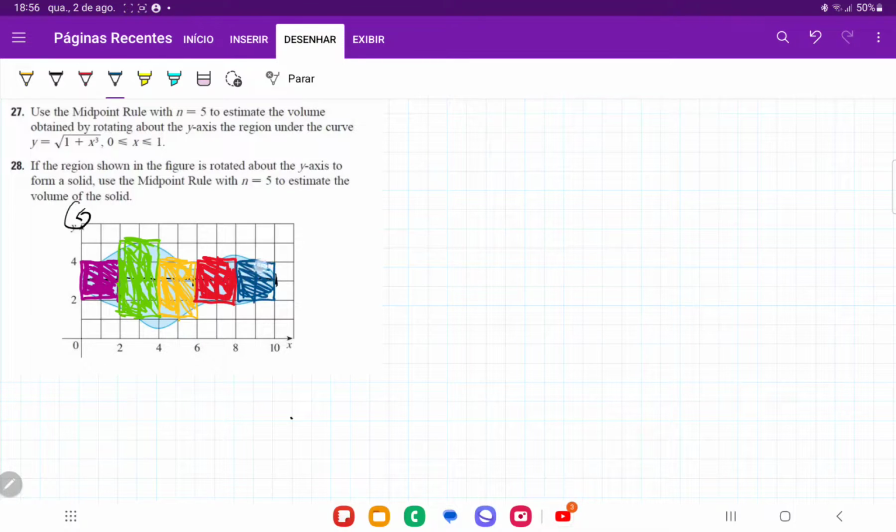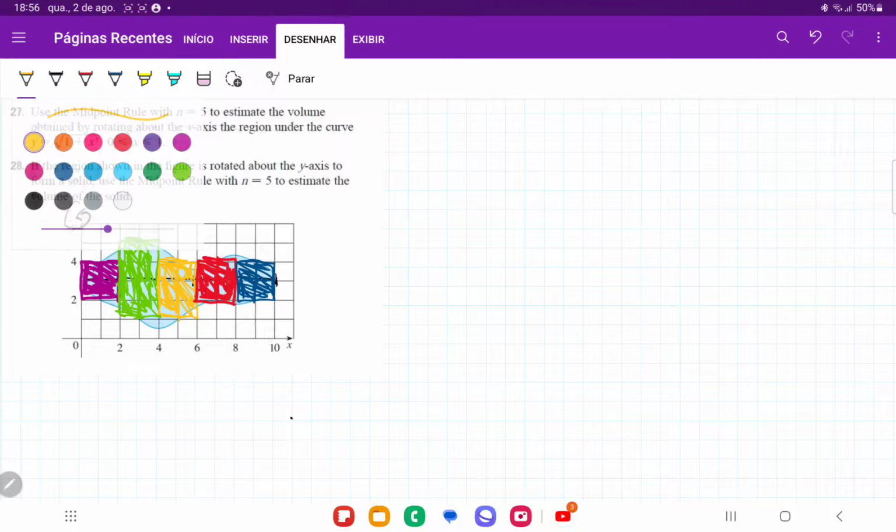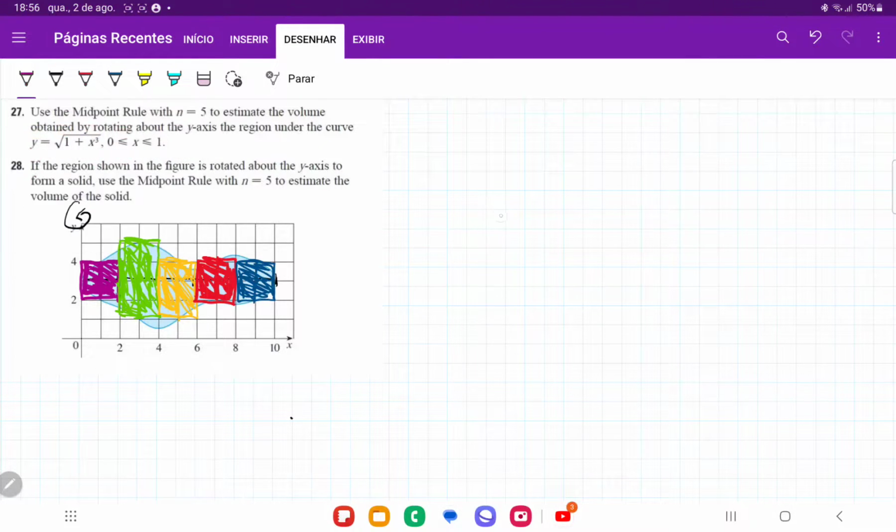And so what we're thinking about is we're going to take each of these chunks and revolve it about the y-axis, right? And so let's do that. So for the first one, when we revolve it, we're going to end up with a cylinder like this. So that's the first one.